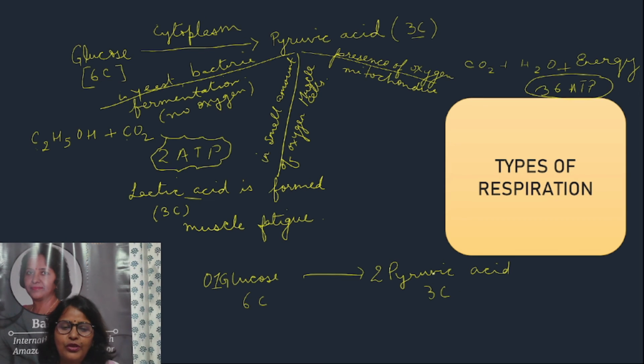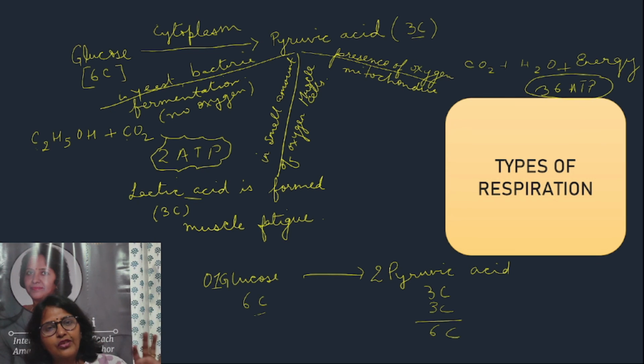So from one glucose molecule, how many pyruvic acid molecules are formed? 2 pyruvic acid molecules are formed, because 3C plus 3C is equal to 6C. So 2 pyruvic acids are formed from one glucose molecule. So first of all, glucose is converted into pyruvic acid in the cytoplasm itself, and then depending upon what amount of air, that is oxygen, is present, in case of yeast and bacteria there is no air present, so oxygen is not present there, so fermentation takes place, and ethyl alcohol and CO2 are formed.